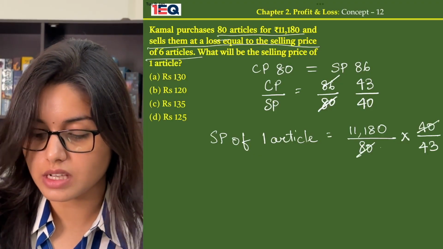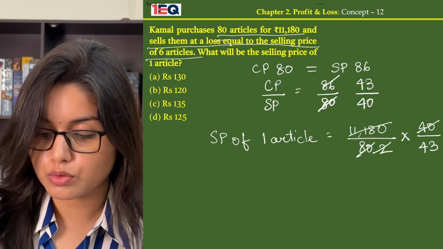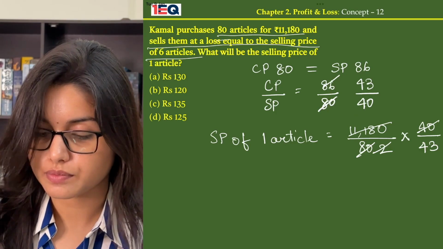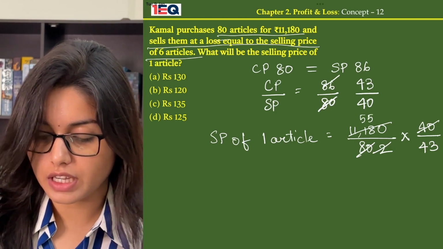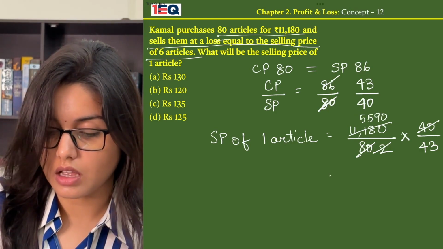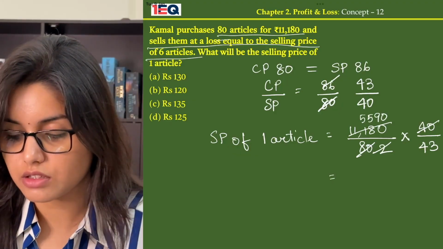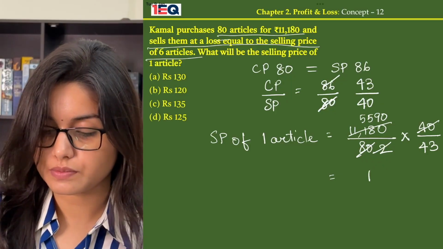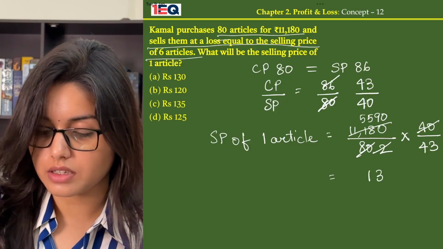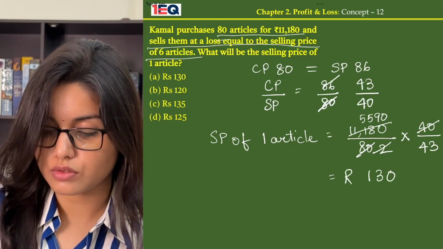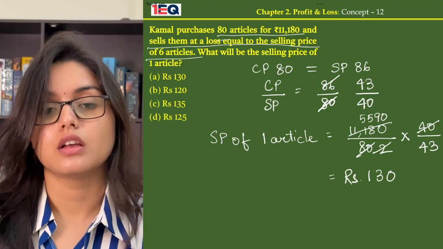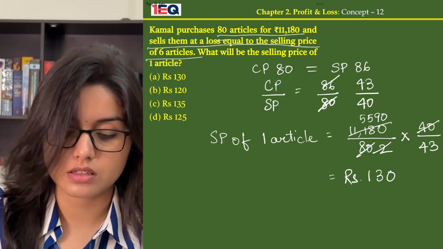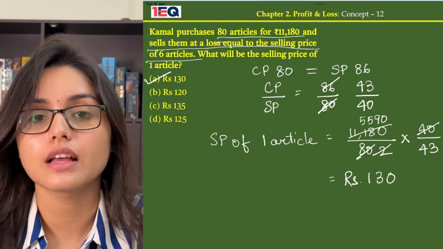So 40 into 11,180 by 80, dividing by 2, gives 5590. On dividing 5590 by 43, we get 43 ones are 43, 43 threes are 129, and 0. So rupees 130. So the answer for this question is option A, that is rupees 130.